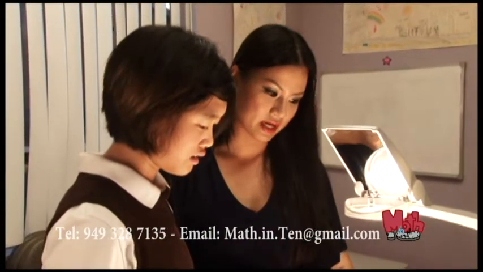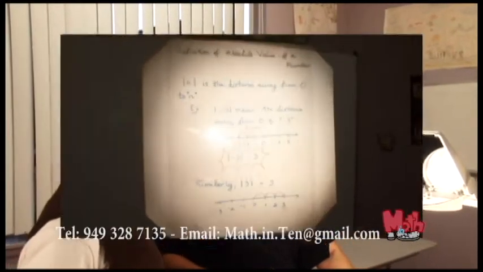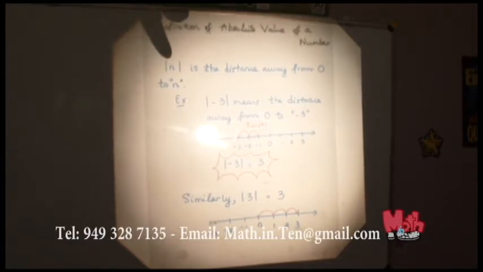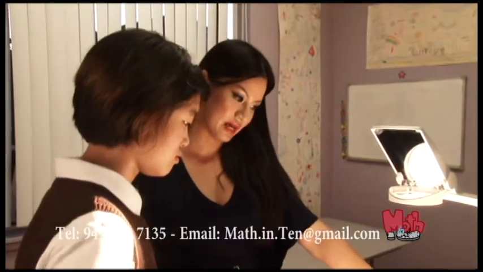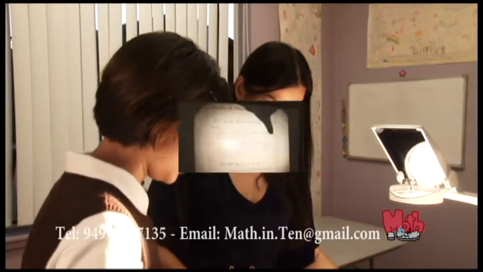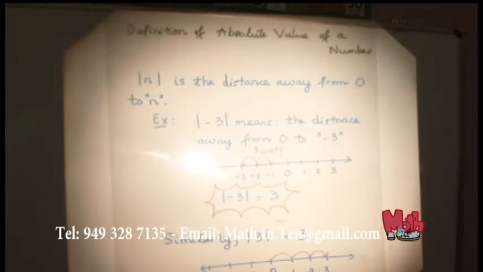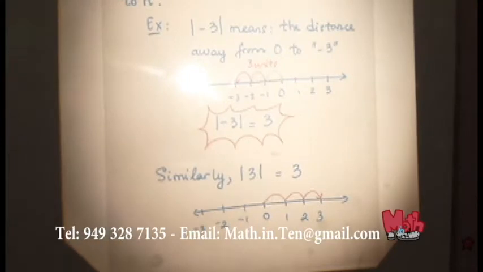I've just prepared a slide for this one. It is very important to stick with the definition. So I'd like to remind you of the definition of the absolute value of a number. Absolute value of n is the distance away from 0 to n. Example, -3 absolute value means what? The distance away from 0 to -3. And -3 is 3 units away from 0, right? So that's why absolute value of -3 is 3. Similarly, absolute value of 3 is 3 because 3 is 3 units away from 0.